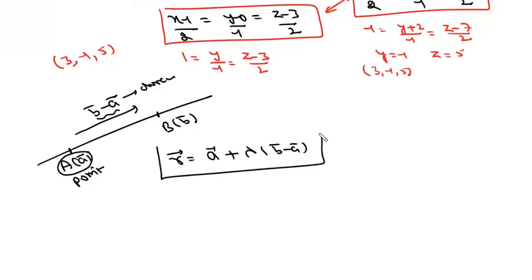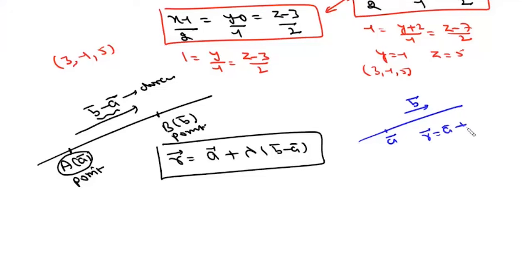B minus A. So the distinction is, if we have this point A and direction B, then this equation is R equals A plus lambda B. But if we have 2 points A and B which lie on this line, then this equation is R equals A plus lambda times B minus A. Now this third equation is the parametric equation.